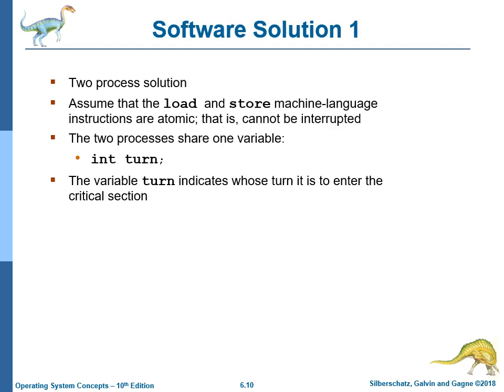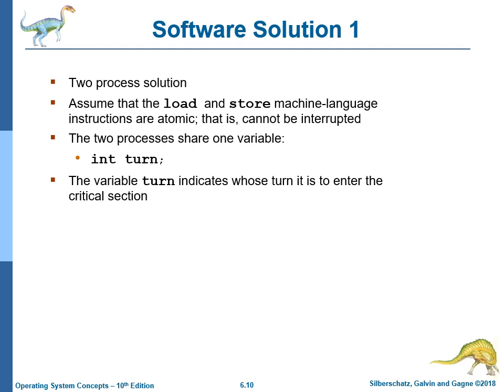Alright. So how we do a solution? So solution pertama ialah menggunakan software solution. Alright. So two-process solution ialah dia guna process solution, iaitu assume we have a load and store machine language instruction which is atomic. Atomic tu one, satu. Okay, and cannot be interrupted. So the two processes share one variable. Okay, contohnya int turn tu. Okay, the variable turn will indicate whose turn it is to enter the critical section.